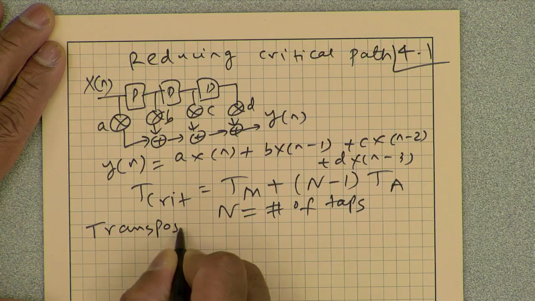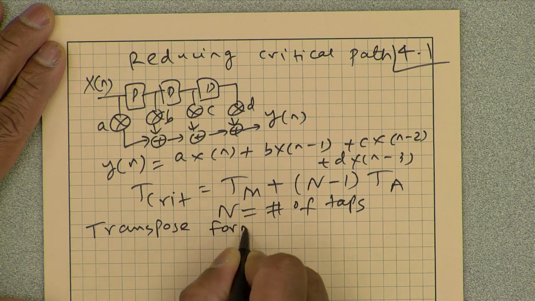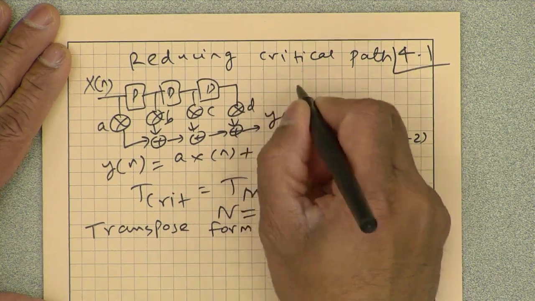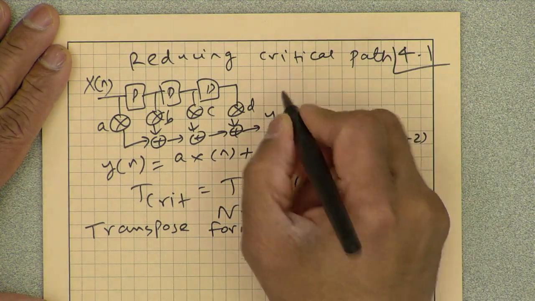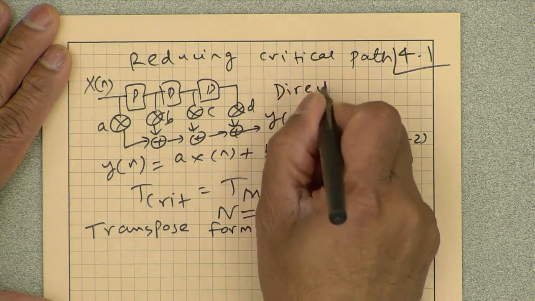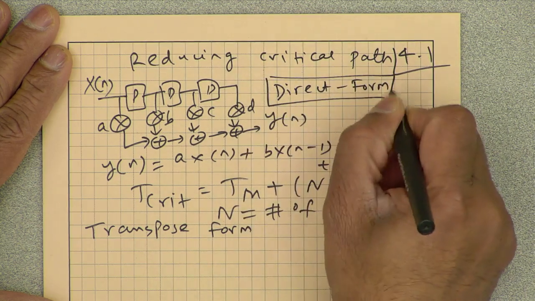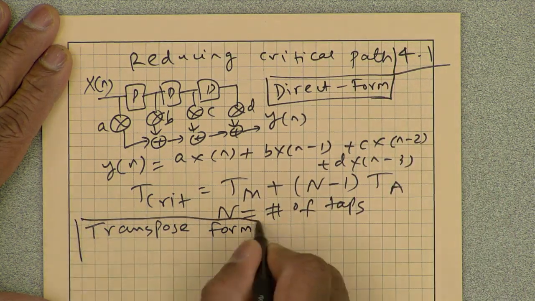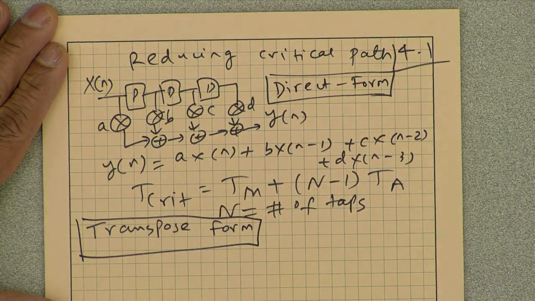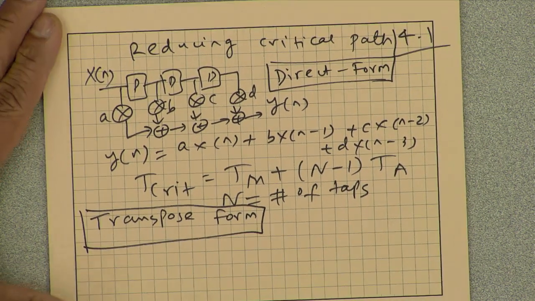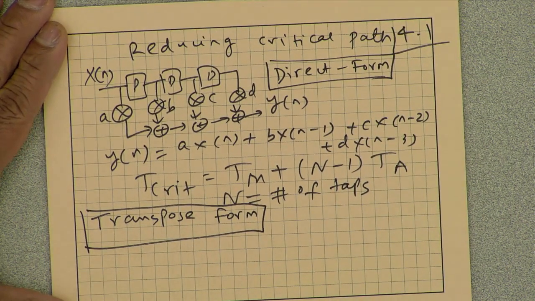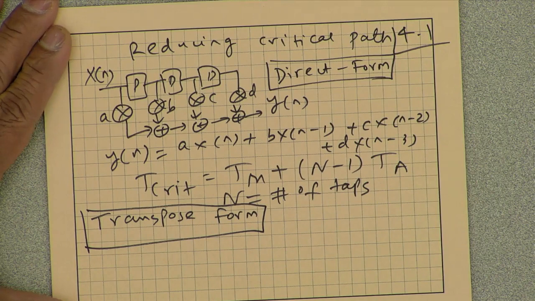One of the points that I want to talk about is the so-called transpose form. This is called the direct form, and this is the transpose form. What do you think is the transpose form of the FIR digital filter? Has anybody come across it in your DSP class?